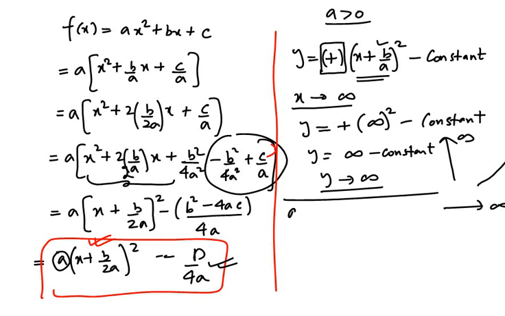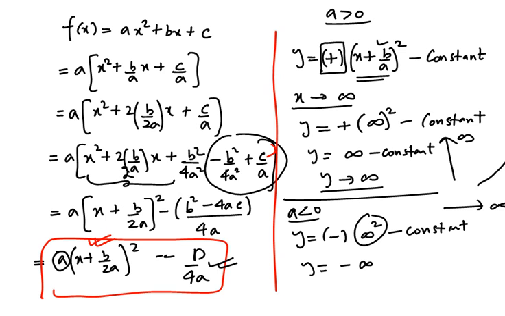And if you see it the other way around, if a is less than 0, we have y equals a minus sign here, and this part approaches infinity square minus a constant. Infinity square is infinity, so it is minus infinity minus a constant. Irrespective of whether the constant is positive or negative, if we add or subtract it from minus infinity, minus infinity will remain minus infinity. So for a less than 0, x approaching infinity gives us y approaching minus infinity.